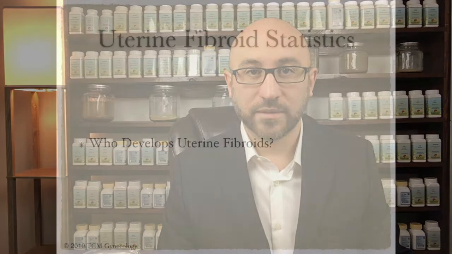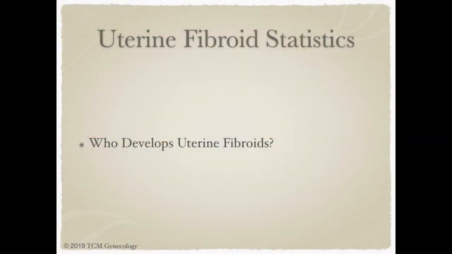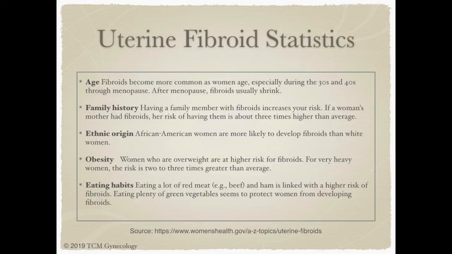Let's take a look at some statistics around uterine fibroids. So who develops uterine fibroids? Age seems to be a factor. Women, especially in their 30s and 40s and through menopause. Family history, if you have a family member with fibroids, your risk does increase. Ethnic origin, African American women are more likely to develop fibroids than white women.